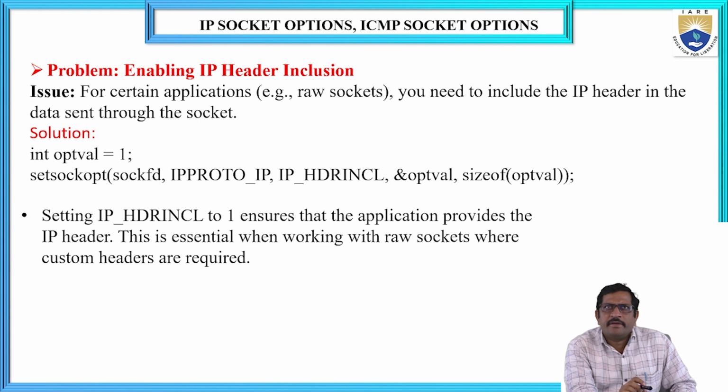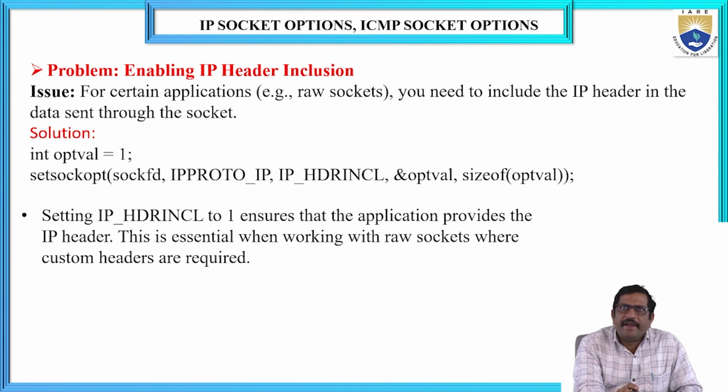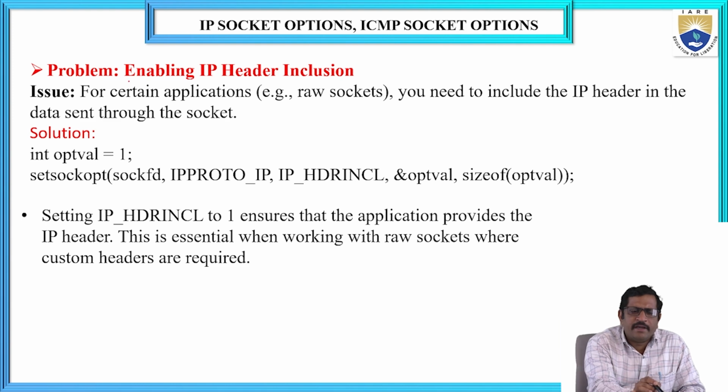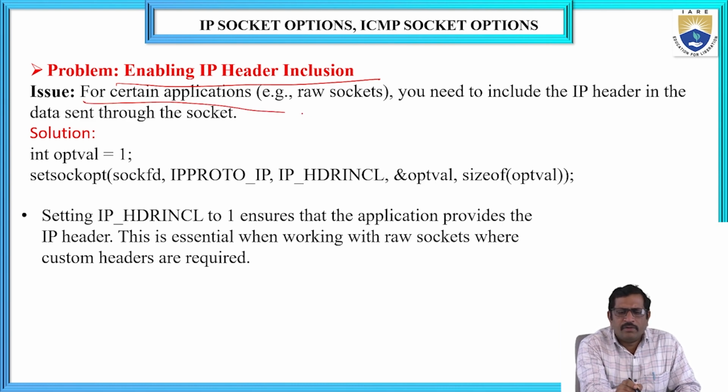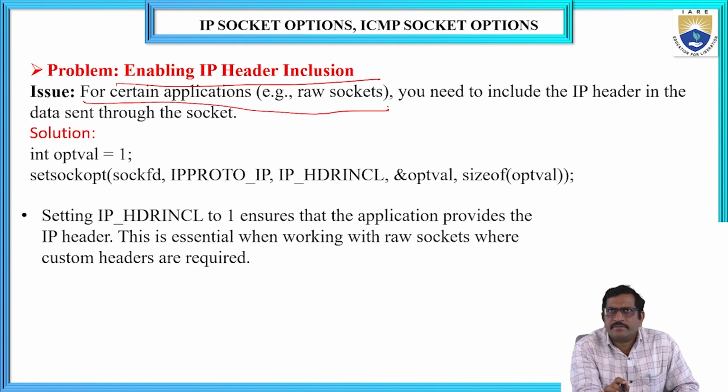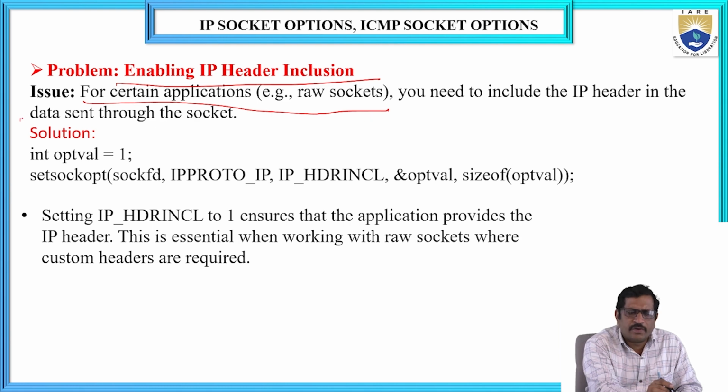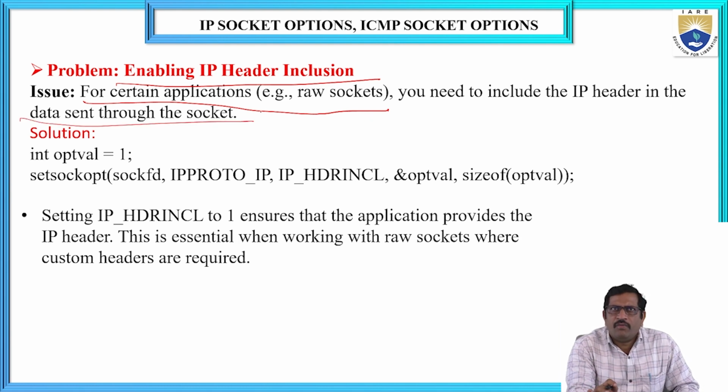Next, the problem in IP socket options is IP header inclusion. By enabling IP header inclusion, what problems arise for certain applications? For example, in a raw socket application, you need to include the IP header in the data sent through the socket. This is the issue.